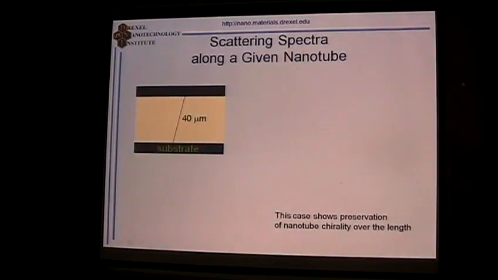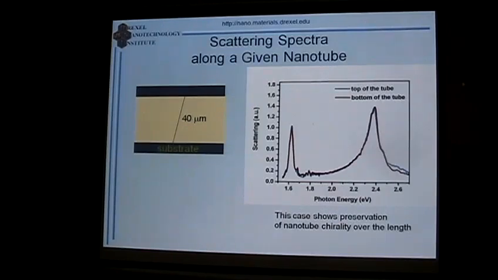And finally, a nice experiment was done on a series of samples to show that nanotubes are typically uniform. If you look along the tube and measure the spectrum here, the spectra at the top or bottom, for example, will ideally completely coincide. What does it mean? That you have no correlated change along the tube.